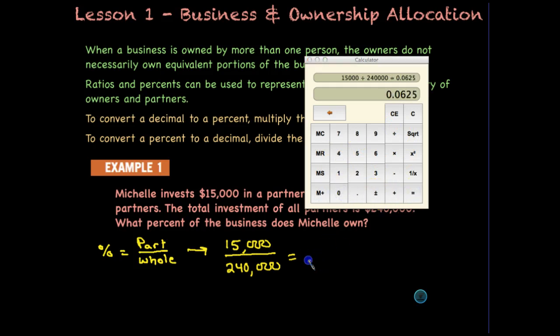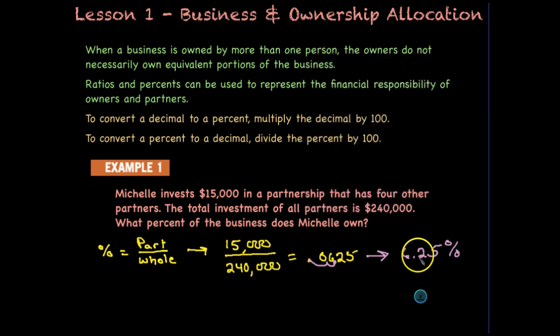Now we get 0.0625, but we're working with math, so that's not the percent yet. That's the decimal form of the percent. In order to figure out what percent that is, we need to multiply by 100, or move the decimal 2 spaces to the right. She owns 6.25% of this business. So at the end of the year, she would be allocated 6.25% of the income, the losses, everything.